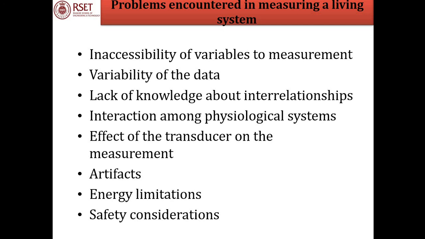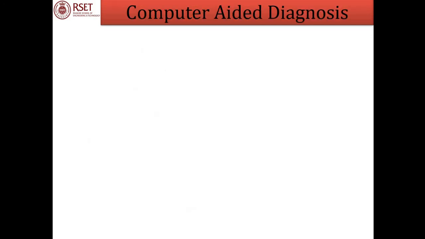And finally, the safety considerations. The methods employed in measuring variables in a living human system must in no way endanger the life or the normal functioning of the subject. Hence, safety considerations are also very important while designing a man-instrument system.